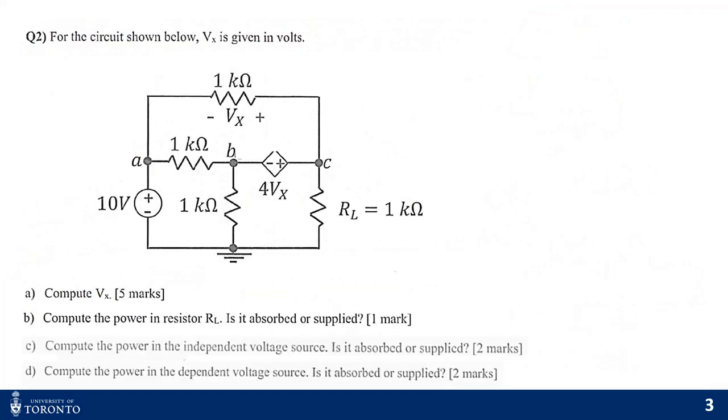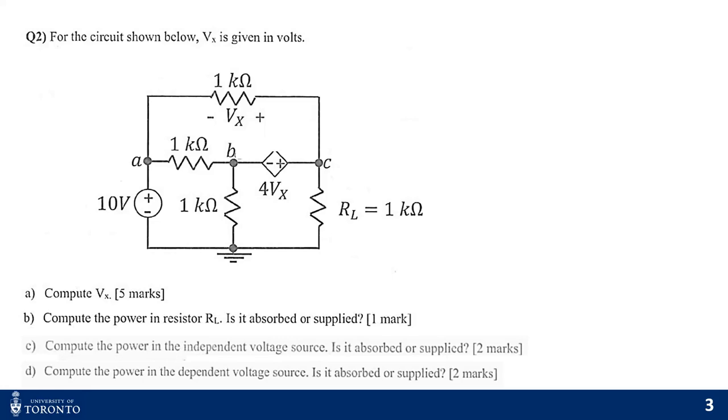Now let's proceed to question number 2. This is a circuit given, and you are asked to find the voltage Vx in the circuit. That's the first part. Then you are supposed to find the power absorbed or supplied by the resistance RL, the independent voltage source, which is the 10-volt source, and also the dependent voltage source, which is given by 4Vx.